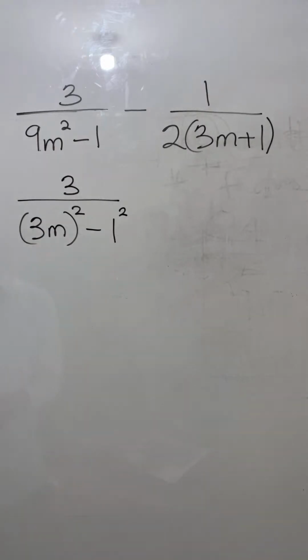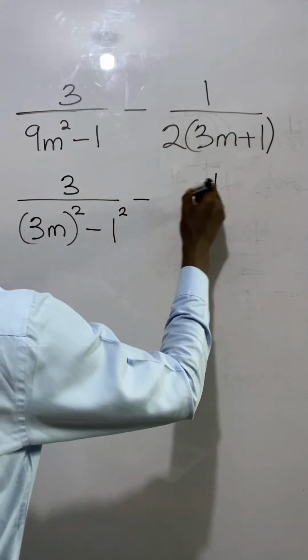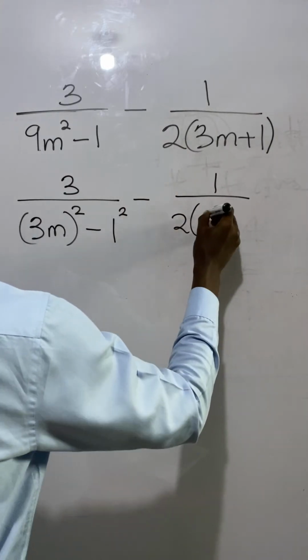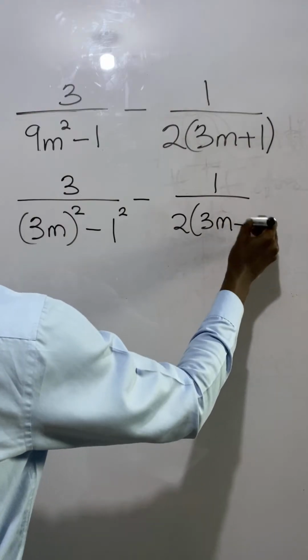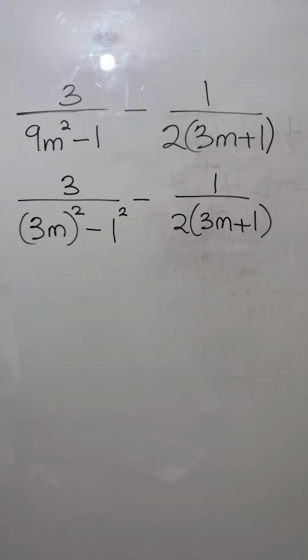So we are done dealing with this. Let me just repeat the next one, that is 1 over 2 into 3m plus 1. So we have this done for us. Easy peasy. That's a wonderful step for us.